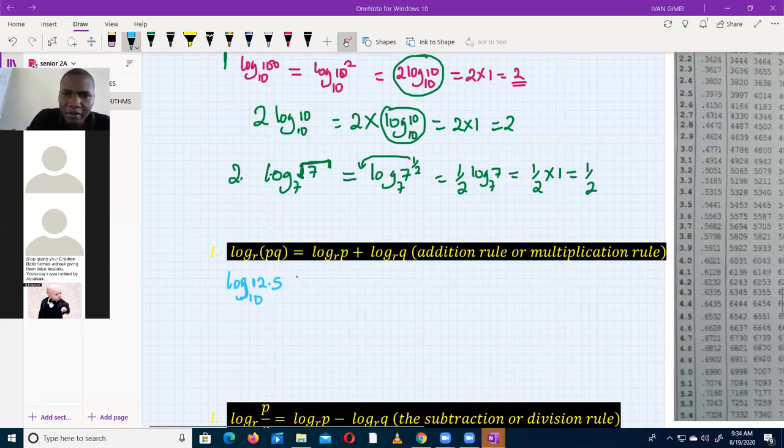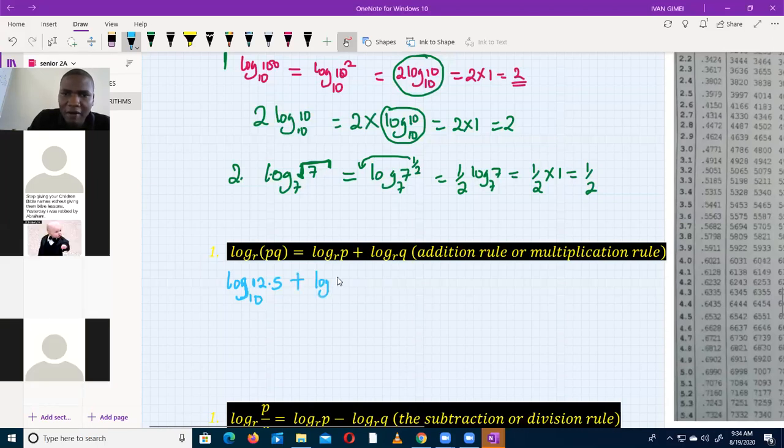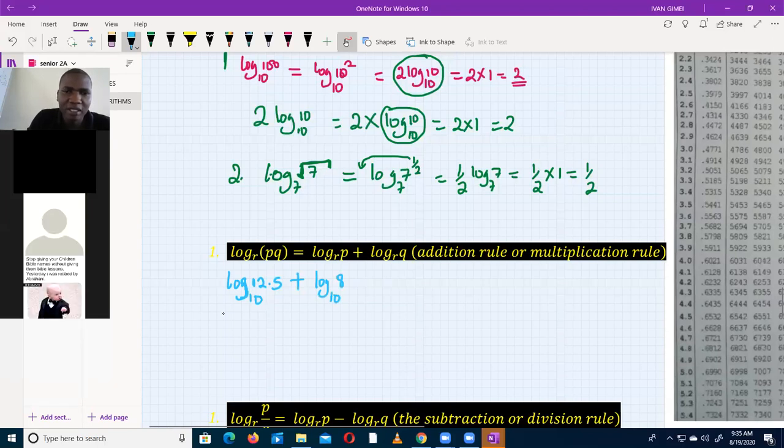So plus log of 8 base 10. We can use this law of addition and multiplication to simplify or evaluate this. They can say evaluate, or they can say simplify. Now, how do I simplify this according to this law? The law says if you add two logarithms that have the same base, you can multiply the numbers whose logarithm you're looking for.